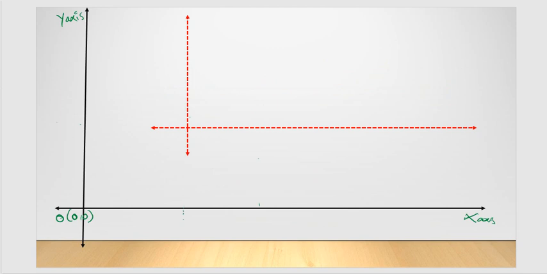Now if this is my original coordinate axis, I am going to consider one particular point, P(x, y), in this coordinate plane. When I draw perpendiculars, we call them projections.